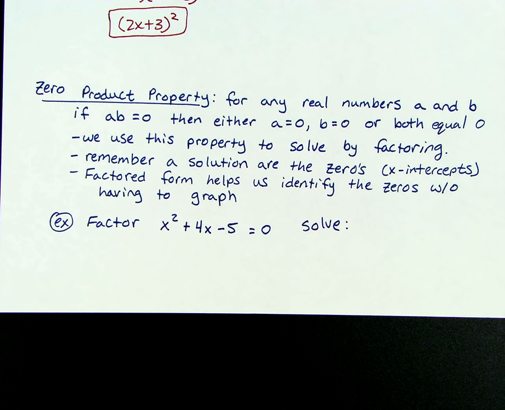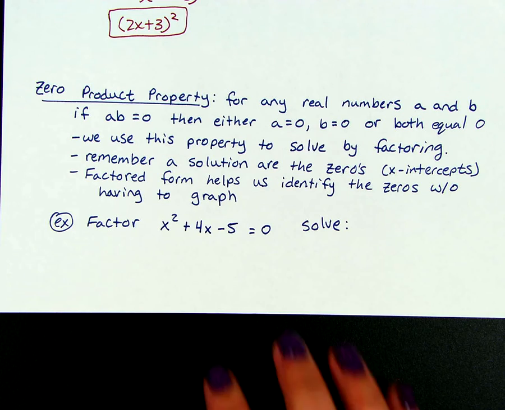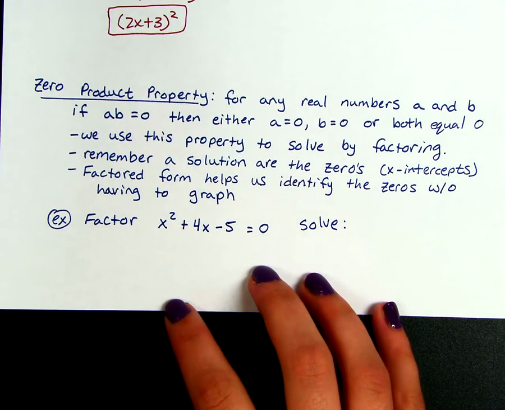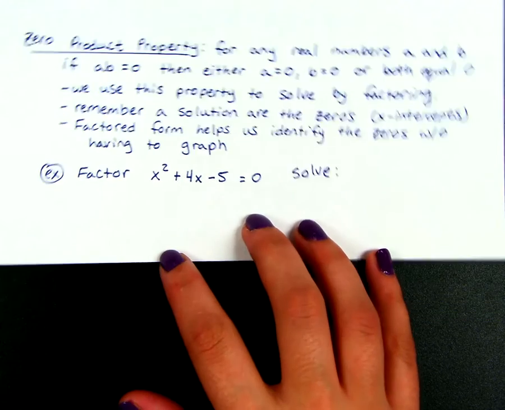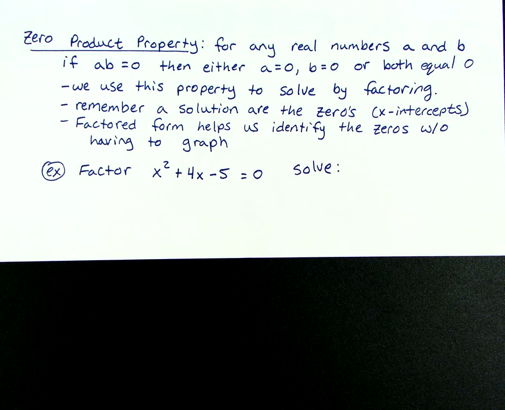All right, the last part of this section deals with solving by factoring. To be able to solve by factoring, we're using something called the zero product property. This says for any real numbers a and b, if a times b equals 0, then either a equals 0, b equals 0, or both equal 0. So we're going to use this property to solve by factoring.